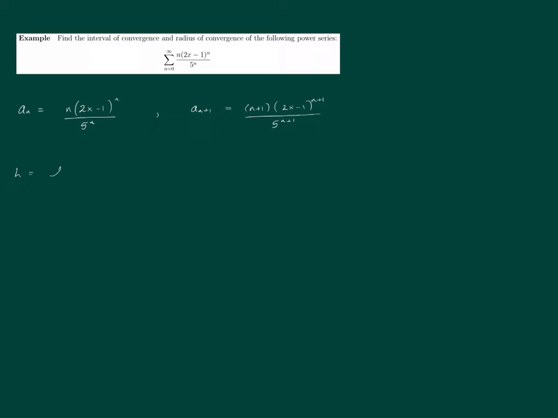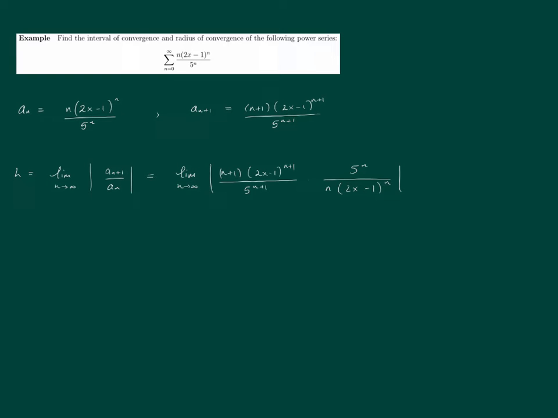Okay, we're asked to look at their limit. So L equals, well, we're going to use the ratio test. So L is the limit as n goes to infinity of the absolute value of a_(n plus 1) over a_n, which equals the limit as n goes to infinity of the absolute value of (n plus 1) times (2x minus 1)^(n plus 1), all over 5^(n plus 1), times, flip a_n upside down, n times (2x minus 1)^n under 5^n.